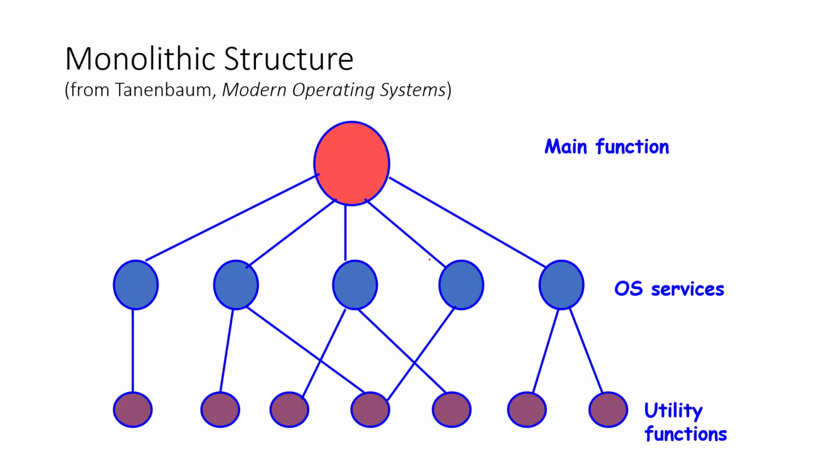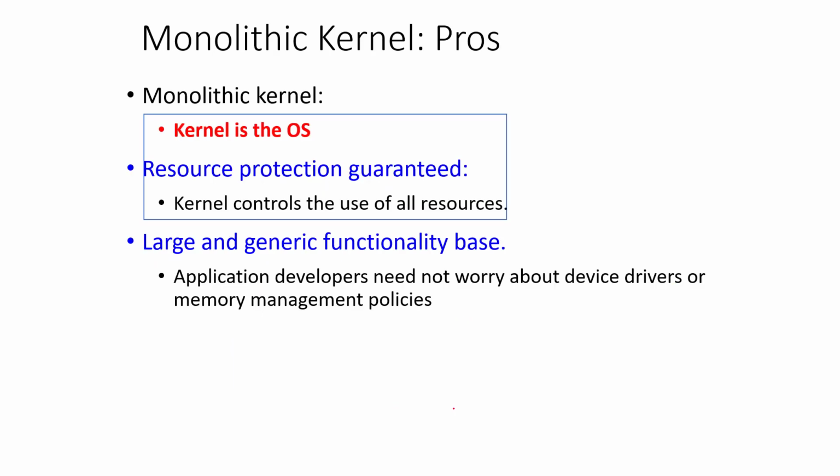So the monolithic structure that we are looking at basically has a main kernel core that provides a bunch of OS services and a bunch of utility functions that use those OS services to provide services to real applications. So again, the pros, as we have said, is that the kernel is the OS. It is one whole thing, easy to write, debug, and verify. Protection is an issue.